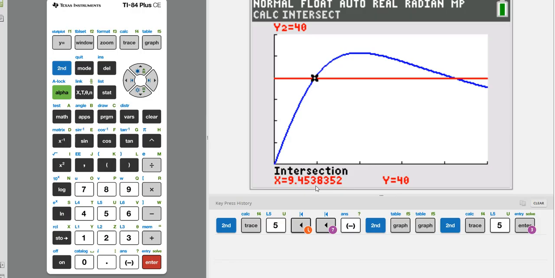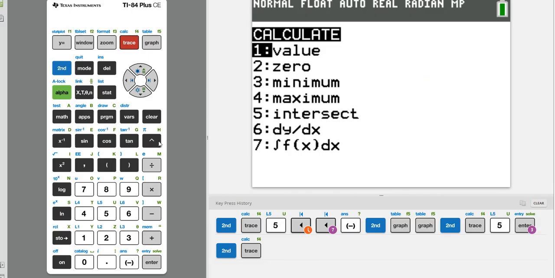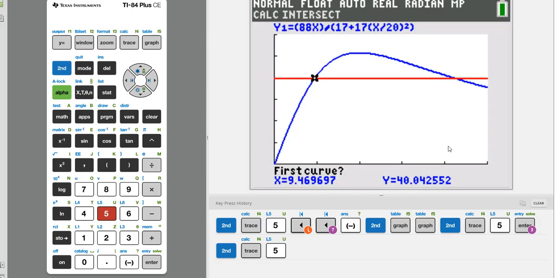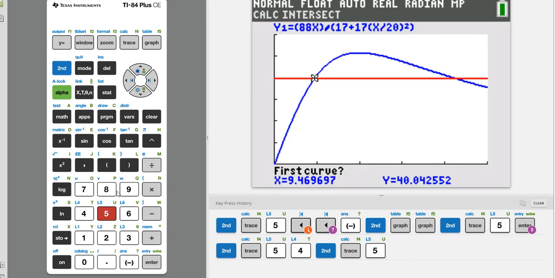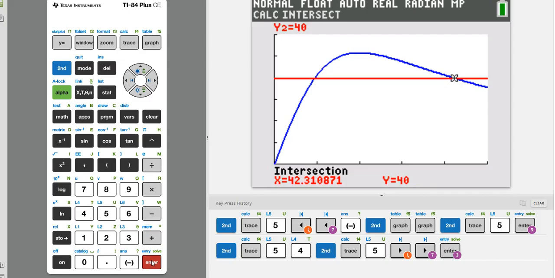And then let's do the same thing over here for that second point, second calc, intersect. If you had a good guess, you could use that. So let's see, 10, 20, 30, 40. So I'm going to guess 40. I'll just type in my, oh, it doesn't like that. Never mind. On the trace button, it allows you to do that kind of stuff. So get somewhat close, and then press enter a total of 3 times. 2, 3. So 42.311.